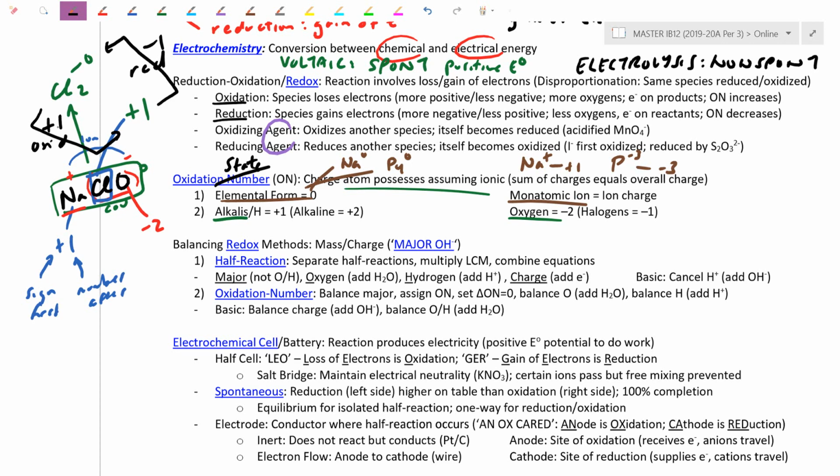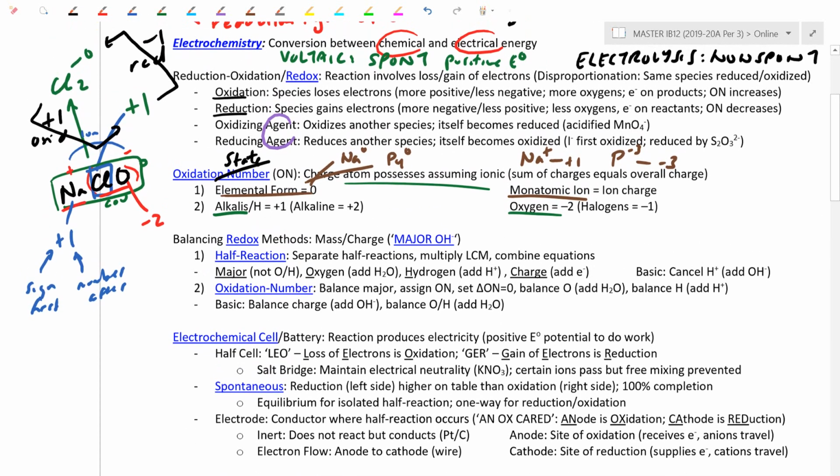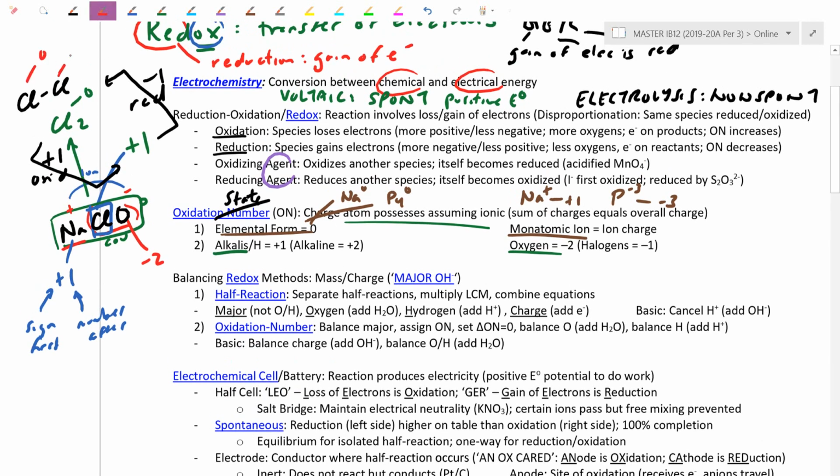Things for you to be careful of. Oxidation number is quoted per atom. So although this chlorine here is diatomic, I would actually say this is 0 and this is 0.